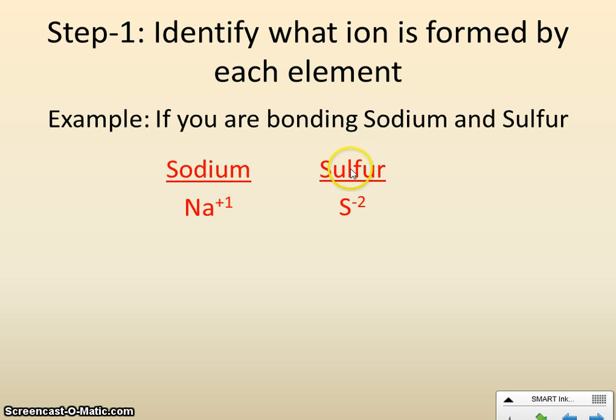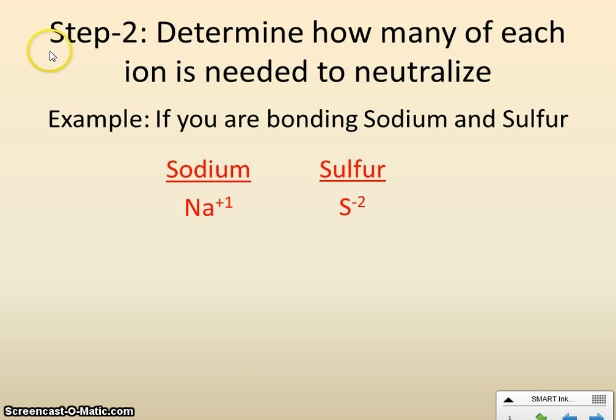These are the 2 elements that are involved in bonding, and we have figured out what ion each of those will form. Okay, so step 2. Determine how many of each ion is needed to neutralize. The whole point of these ions bonding is that the new compound formed will be neutral, meaning it will not have a positive charge or a negative charge, it'll have a 0 charge.